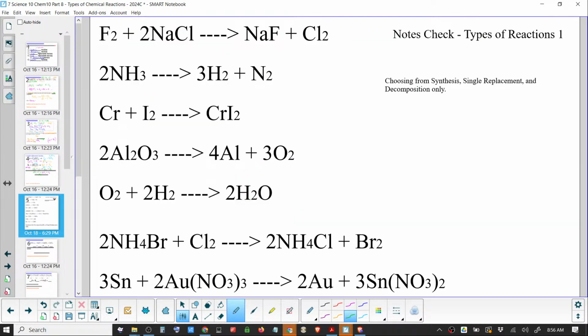Look at these. Check whether they're synthesis. So designate them synthesis, single replacement, or decomposition. You just write next to them S, SR, or D. That's a D, not an O. Before someone complains. Sorry. And work with your partner next to you, or in a little group, whoever's right there. And whip through those. I'm going to ask people in just a minute.